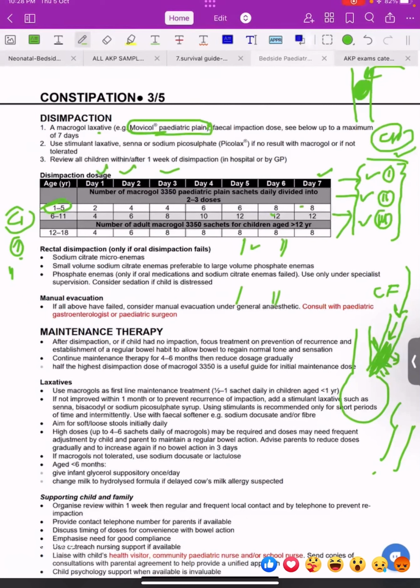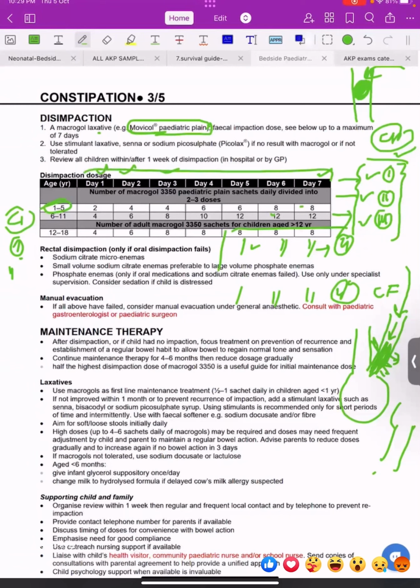The child has not passed the stool, so I will give another two sachets in the morning, two in the evening. If the stool is still not passed, I will increase from 4 in the morning to 4 in the evening. Okay, I will make a table for these 7 days.